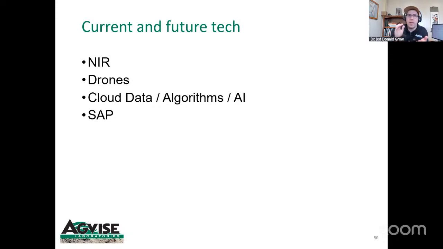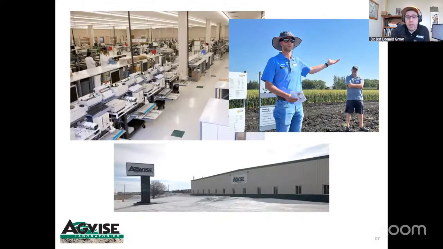But at the end of the day, the reason we still soil sample and the reason we still tissue test via wet chemistry is because it works. So, it's just kind of a plug here at the end.